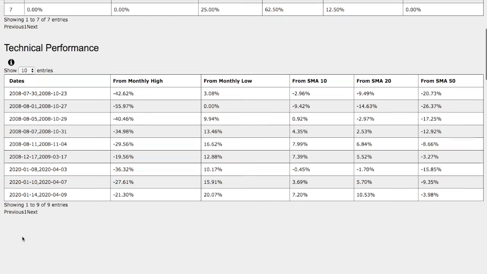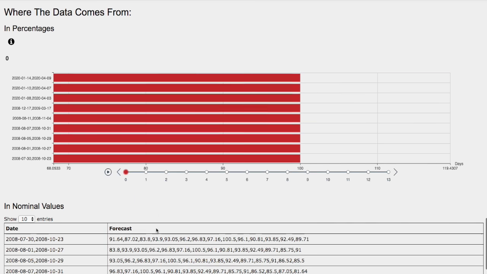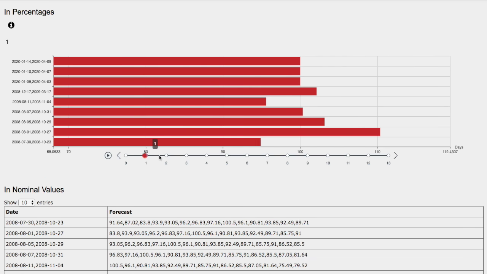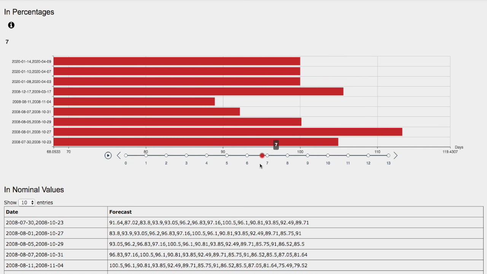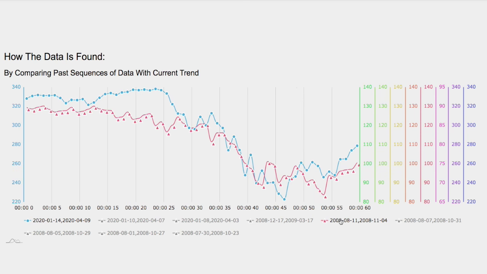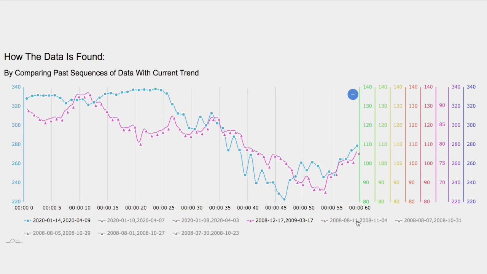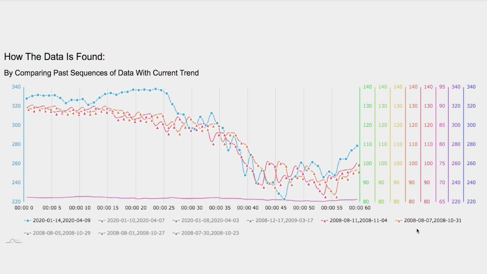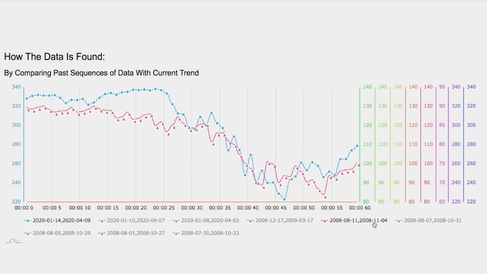So let's examine the day-by-day forecast for the S&P 500. So we have 1 day out, 2 days out, 3 days out, 4 days out, 5 days out, 6 days out, and 7 days out. Which one of these models should we focus on? Ideally, the model that is the best match to the current trend. So right here we have the current trend, and you want to examine each trend to find the best match. August 11, 2008 to November 4th, 2008 was the best match to the current trend that we have right now.